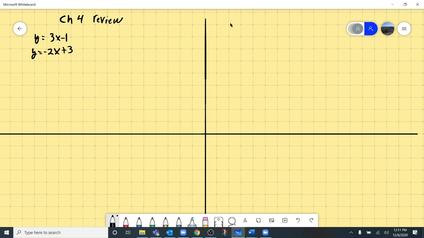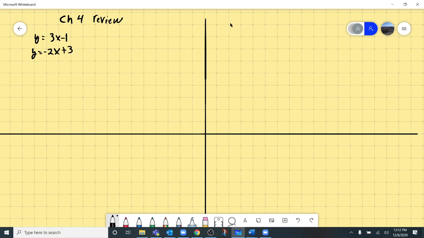If it's the same line, if it has the same slope and the same y-intercept, then there's infinite solutions. It doesn't matter what the x value is, it's going to be the same. And there could be one solution, and that's where they just cross at one point. So we're going to start with this one. Go ahead and try it out, and then compare and see.